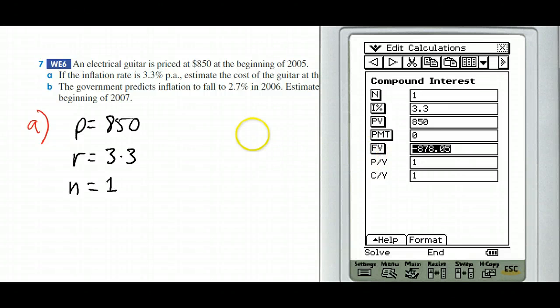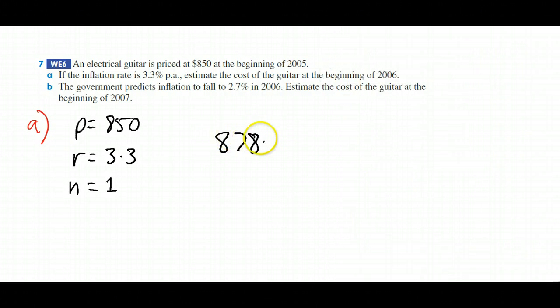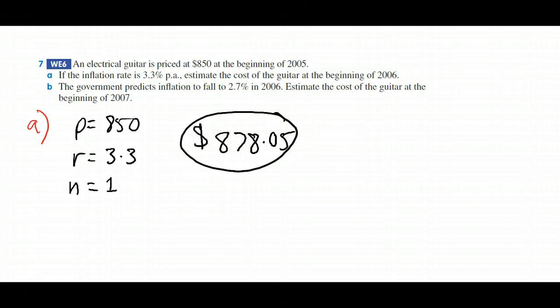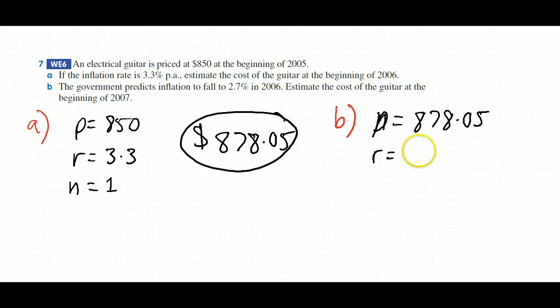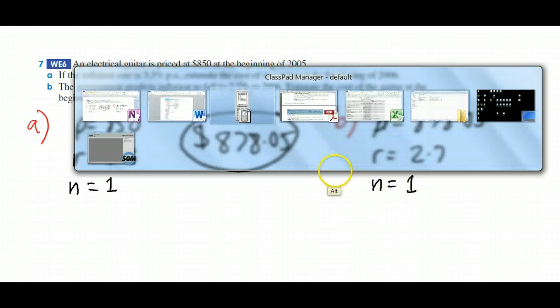And we get $878.05. Okay, in the next part, it says the government predicts that inflation will fall to 2.7% in 2006. Estimate the cost of the guitar at the beginning of 2007. So this time, at the beginning of 2006, the guitar is worth now $878.05. The interest rate for the next year is going to be 2.7, and again, n will equal 1. So we just need to put those values into the calculator.